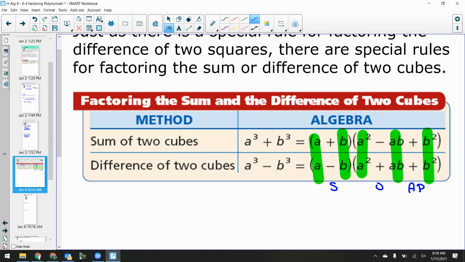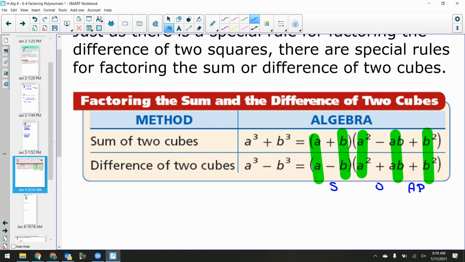What does that mean? That means that this sign is always the same as what you had. So if this was a sum, it's going to be a sum. If this was a difference, it's going to be a difference. This one is always going to be the opposite of what you have. So if this is a difference, that's going to be a plus. If that's a plus, that one's going to be a minus. And this one is always positive. Same, opposite, always positive.